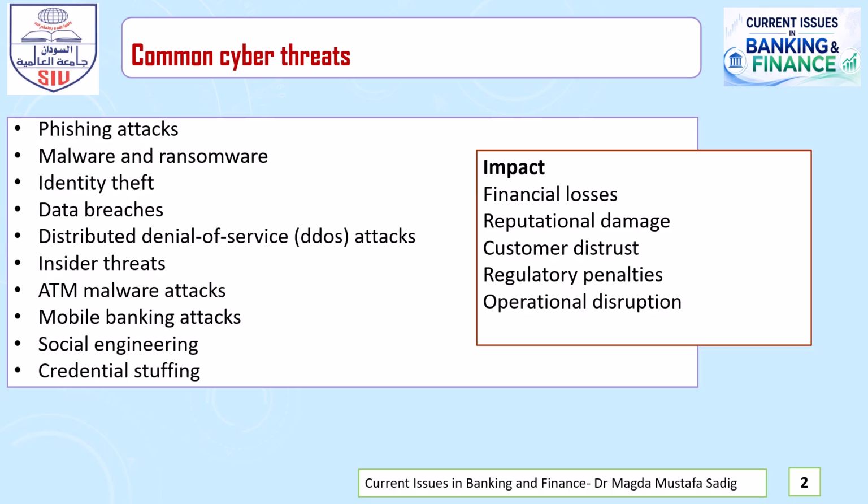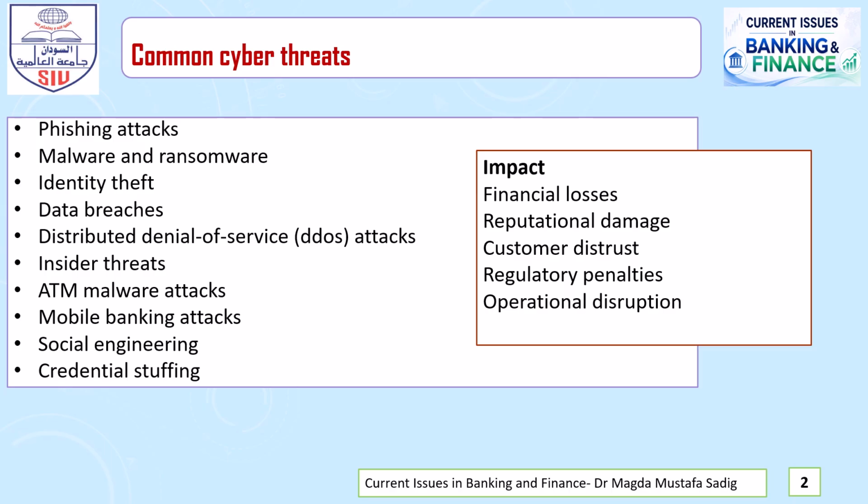Malware is malicious software designed to damage computers or steal information. Ransomware is a special type of malware. It encrypts banking data and demands payment before restoring access. Several banks worldwide have temporarily suspended services after ransomware attacks.